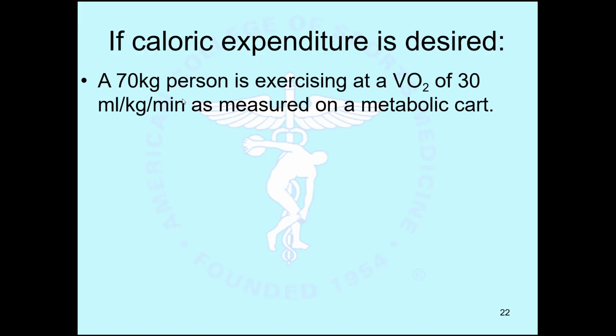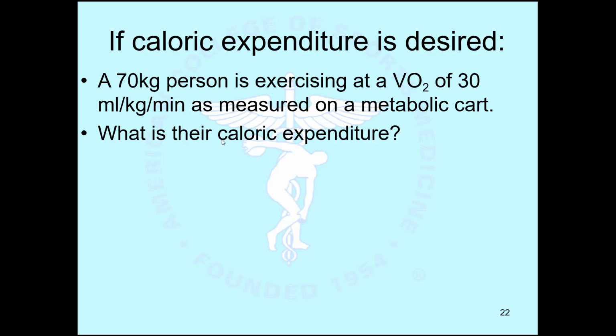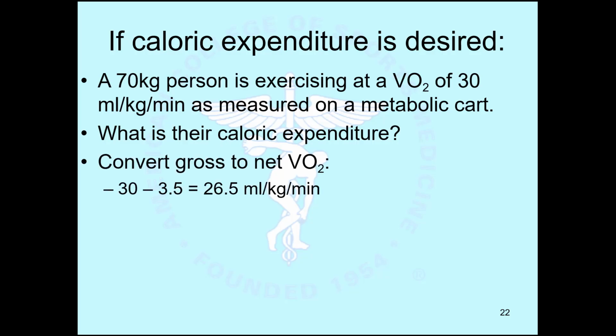So a 70 kilogram person is exercising at a VO2 of 30 milliliters per kilogram per minute as measured on a metabolic cart. If it's measured directly on a metabolic cart, that's gross because you're just directly measuring oxygen consumption. That includes rest. So that's gross VO2. We want to know their caloric expenditure in net terms. So first of all, we convert that gross VO2 to net VO2, and we just subtract out the resting, and we assume it's 3.5. We're always going to assume that unless you're told otherwise. So we get a net VO2 of 26.5.